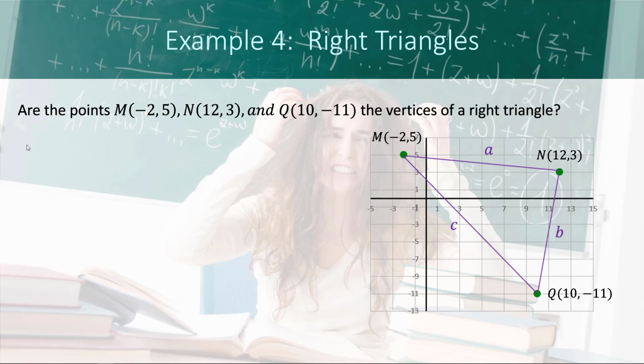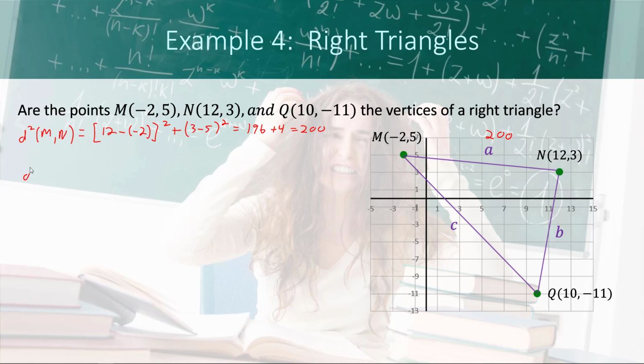Let's first take a look at the square of the distance between M and N. That is going to be equal to 12 minus negative 2, squared, and that's the change in x, plus 3 minus 5 squared, and that will become 14 squared, or 196, plus 2 squared, which is 4, and that will give us 200. So the square of this distance is 200.